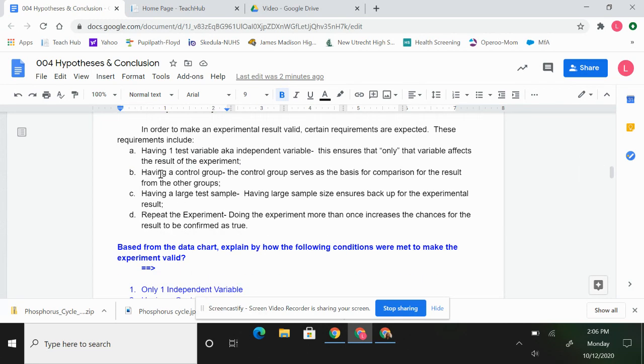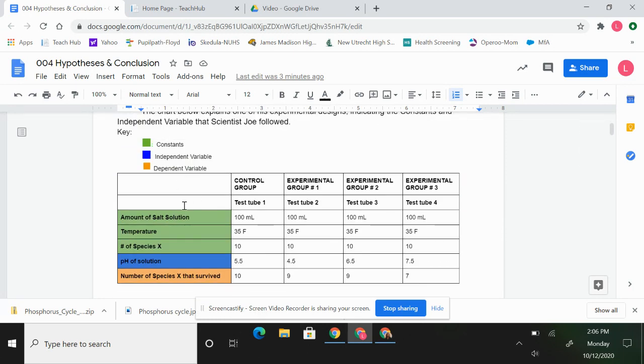Second concept, it must have a control group. What's the control group for? The control group is for the basis of comparison for the result of the other groups, which refers to the experimental groups. Okay, let's look back at our chart again. Do we even have a control group for this one? The answer is yes, right there. The control group is the one with the pH of 5.5.